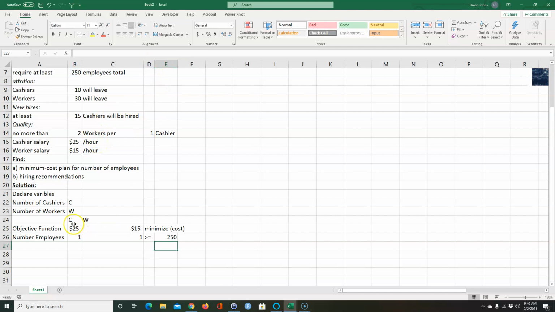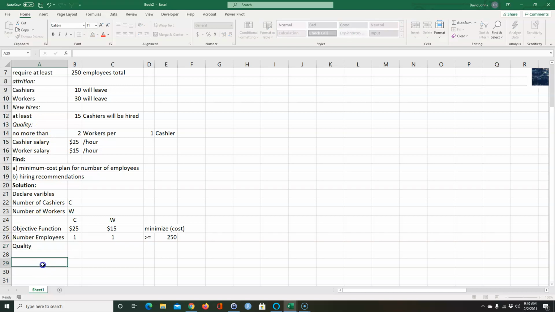So now I have that. Let me center this so it looks a little nicer. Okay. So 1 times the number of cashiers plus 1 times the number of workers, I keep saying it backwards. That's going to be your total number of employees. That has to be greater than or equal to 250. And the next constraint they have here is a quality constraint. We'll put that in. So quality.